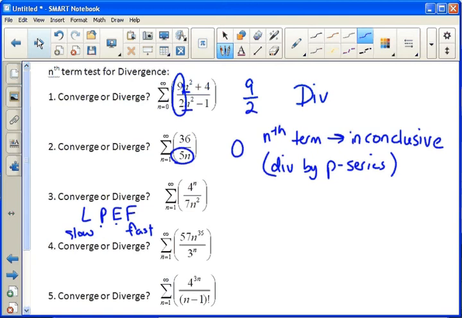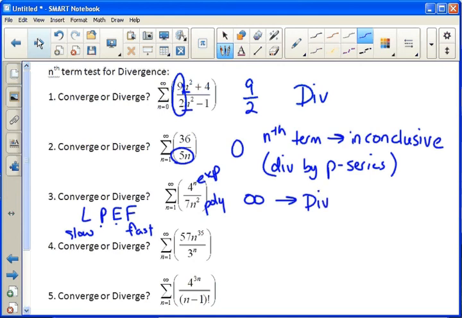Well, on top we have an exponential, and on the bottom we have a polynomial. So exponential is faster. That means the top is faster, so our limit is infinity. Infinity is not 0, so this one will diverge by the nth term test.